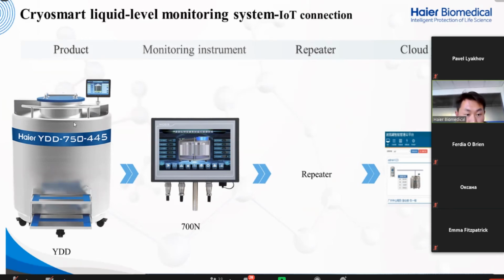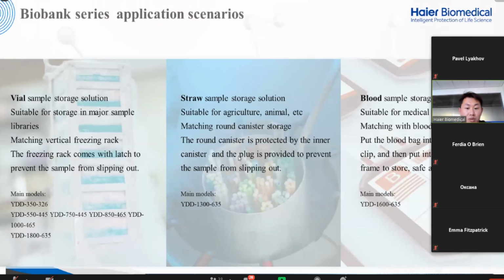So the product, the monitoring instrument, the repeater, the cloud platform. Then you can reach the storage. Okay. So here's the biobank application scenario and vial sample storage solution, the straw sample storage solution, and the blood sample storage solution. These three kinds of solutions.